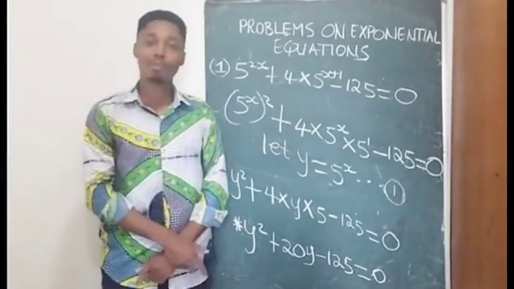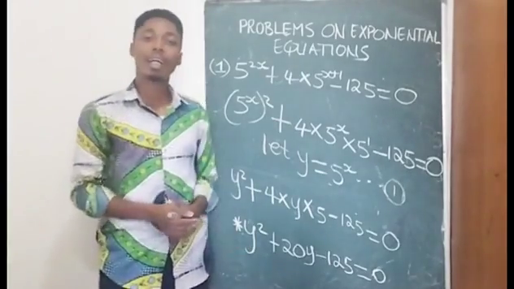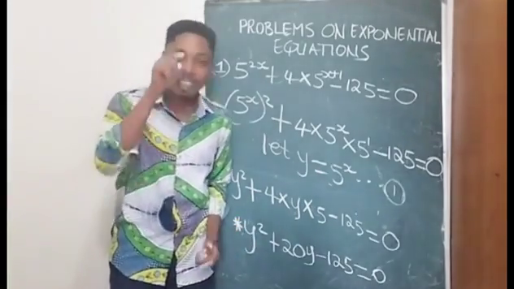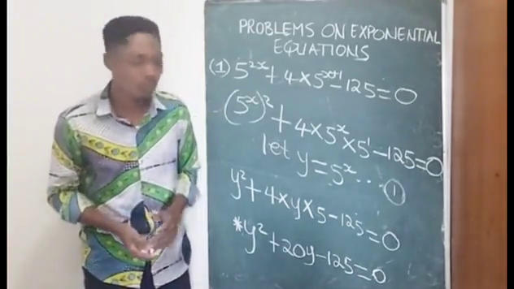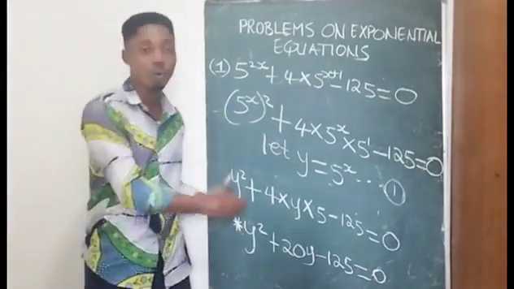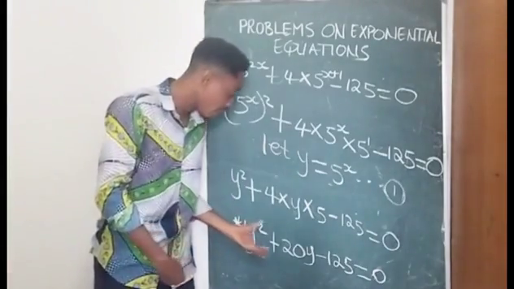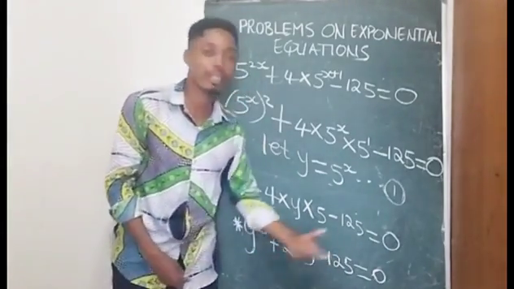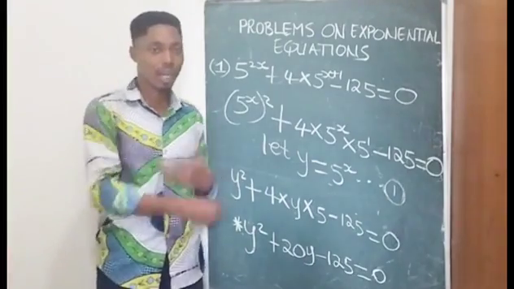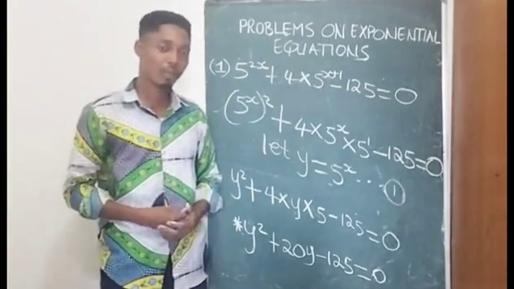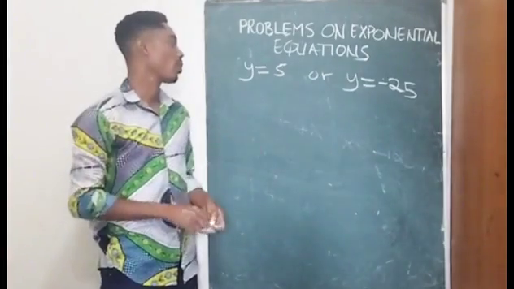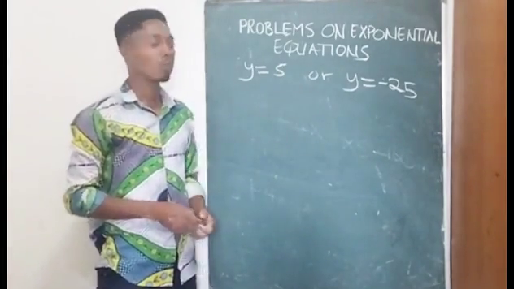You can use the factorization method, the formula method, or the completing the square method. If you check the link in the comment section, it is going to take you to the video where this was solved, because I've handled this in my previous videos, so I'm not going to go over this again. You can try it yourself. Let's proceed. Solving that equation, we will have two values of y: y as 5 and y as minus 25.